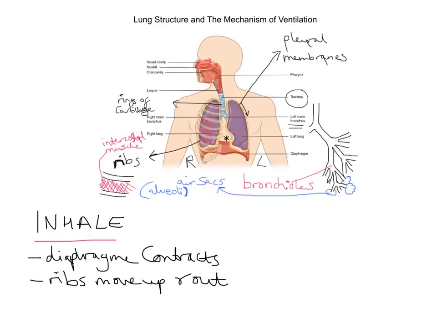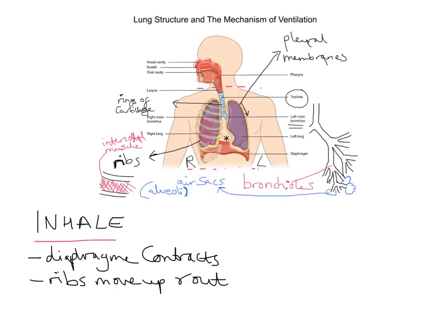So on our diagram we're talking about the region between my two red dotted lines. Our thoracic region, our main chest region. The volume of the thorax would increase if the diaphragm moves down.